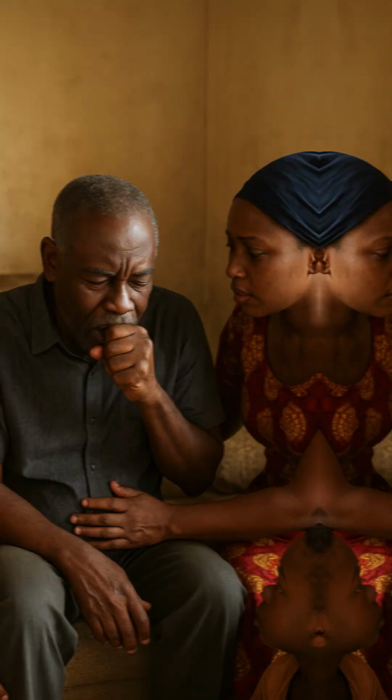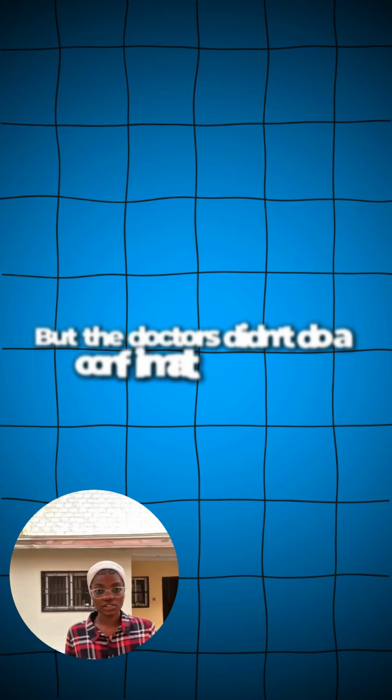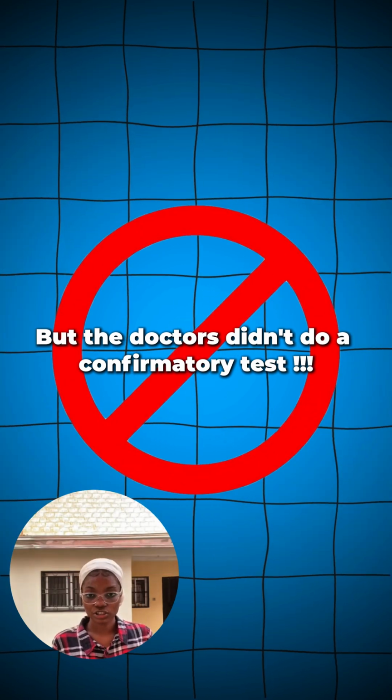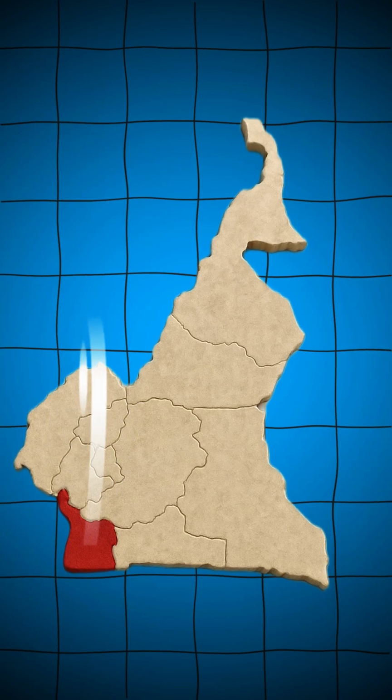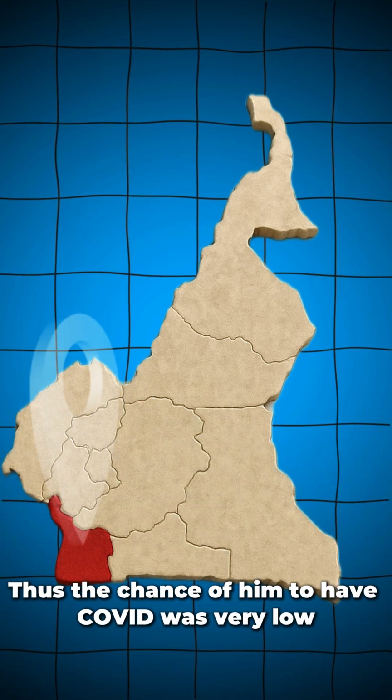In 2020, my grandfather had a heavy cough. We thought it was just a common cold. So we rushed him into the hospital, and the doctors and nurses immediately started testing him for COVID. The doctors didn't do a confirmation test, which was very crucial to my grandfather. He lived in a small town in Cameroon, where only about 1% of the population had COVID. Thus, the chance for him to have COVID was already very low.